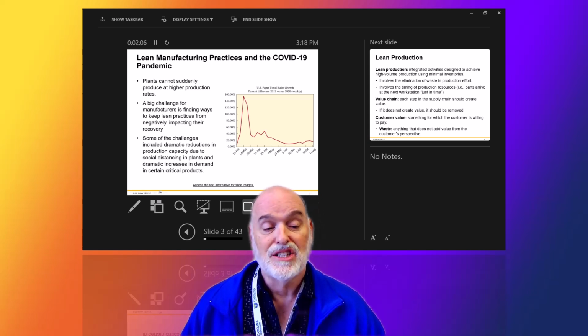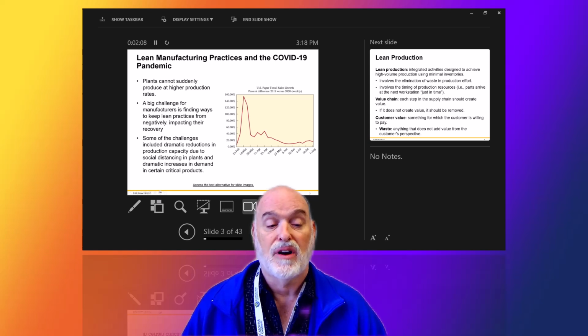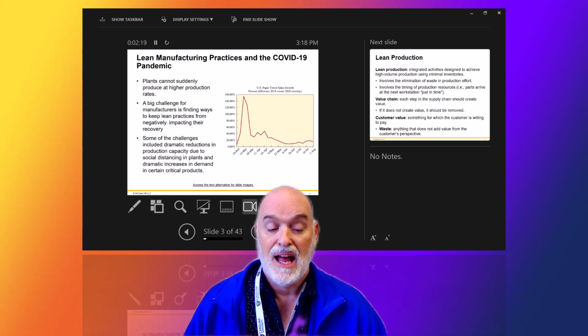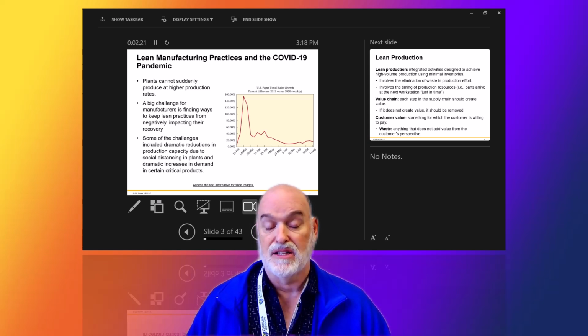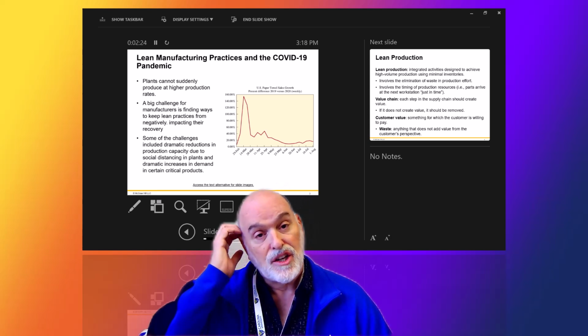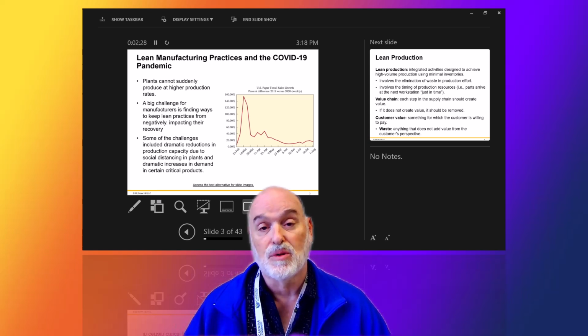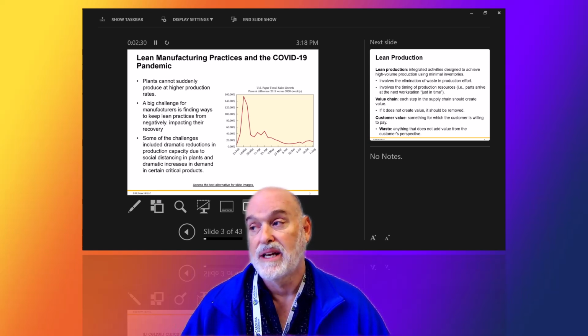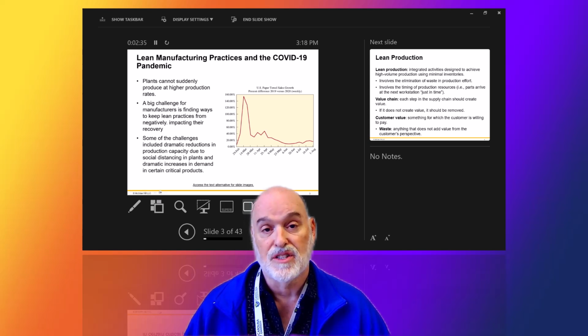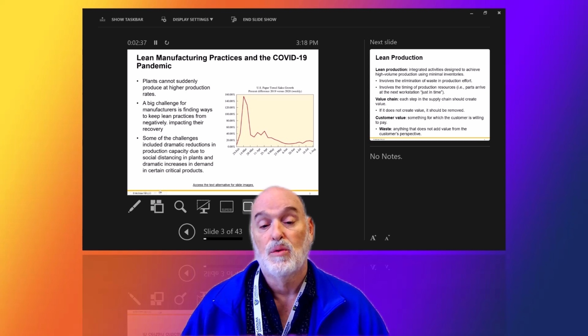So, a big challenge for manufacturers is how do we find ways to keep lean practices from negatively impacting their recovery? Some of the challenges included dramatic reductions in production capacity due to social distancing in plants and dramatic increases in demand in certain products. Also, you had an issue of people being able to come to work. They weren't allowed to go to work, they weren't allowed to leave their house, or many companies had people that were sick and didn't come to work, so they couldn't fill those positions that were necessary to work on production.